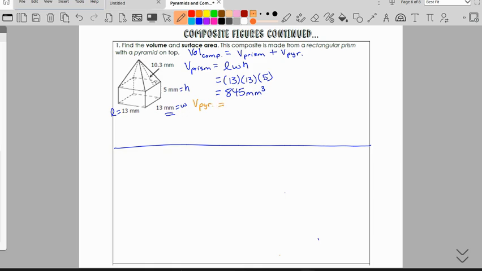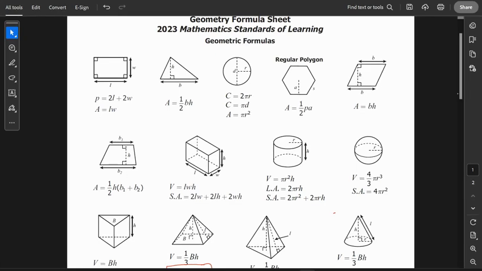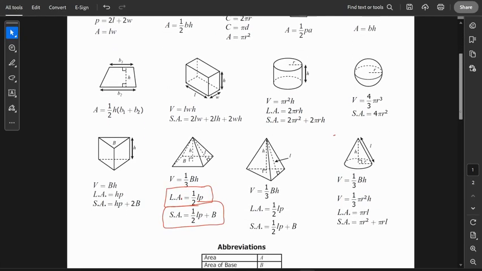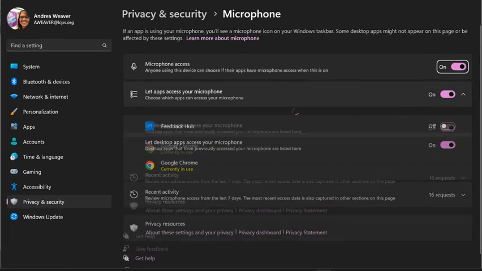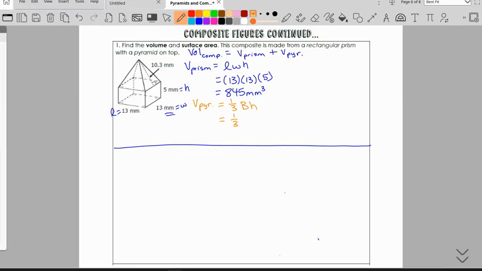If I go back to my formula chart, volume of a pyramid, and this is a rectangular pyramid. Remember, we said the formulas are the same for all pyramids. They just put each one with a different picture. So it's 1/3 area of the base times height. Let's plug in. We've got 1/3. I need the area of the base of the pyramid. Well, the base of the pyramid is just the top of the prism.